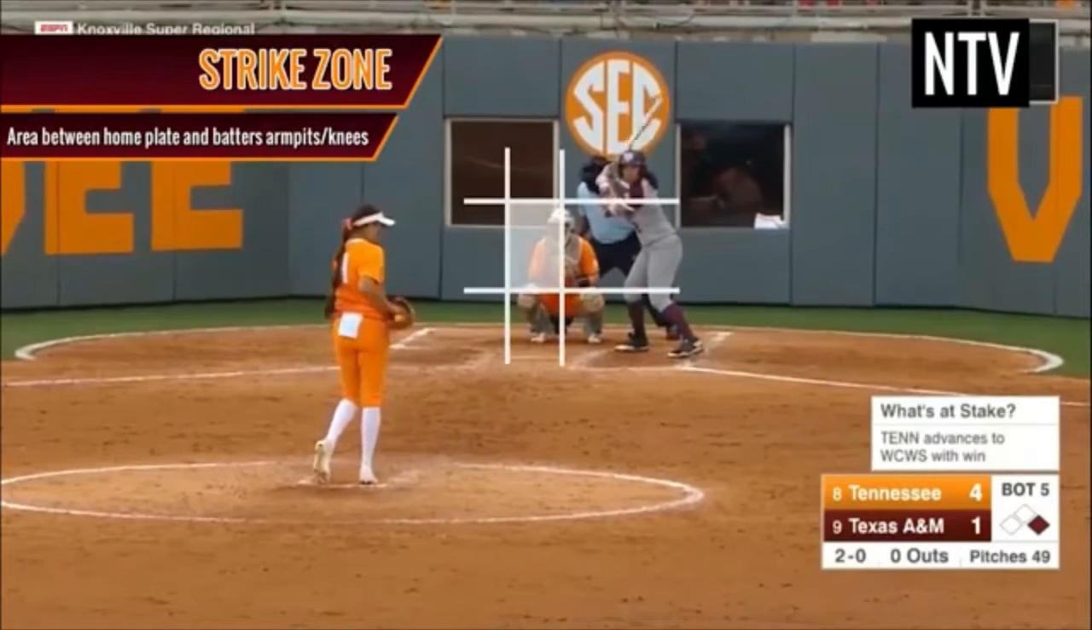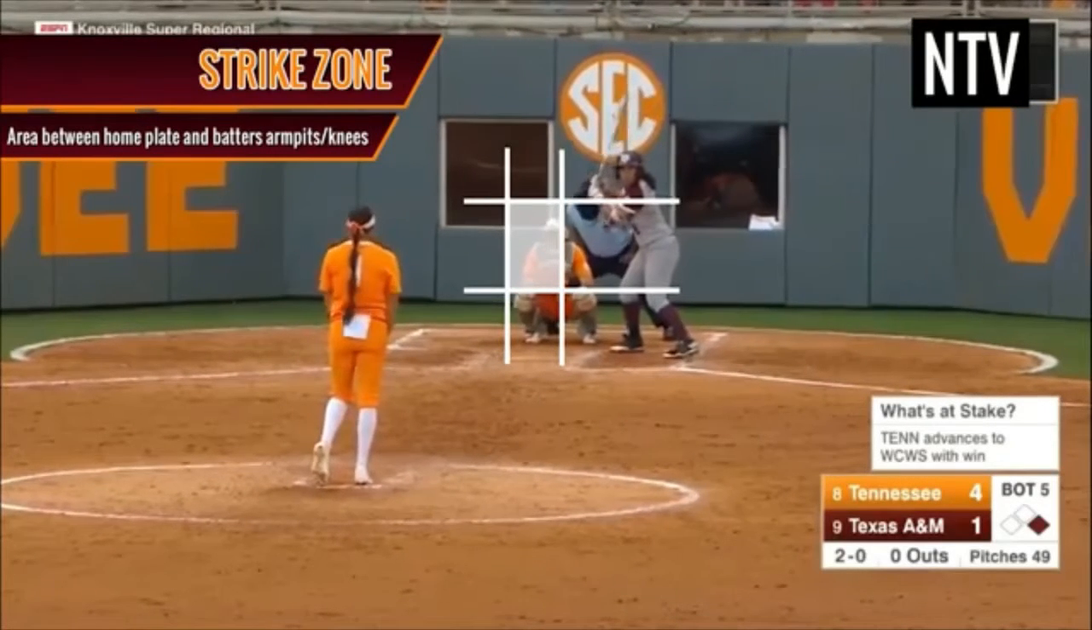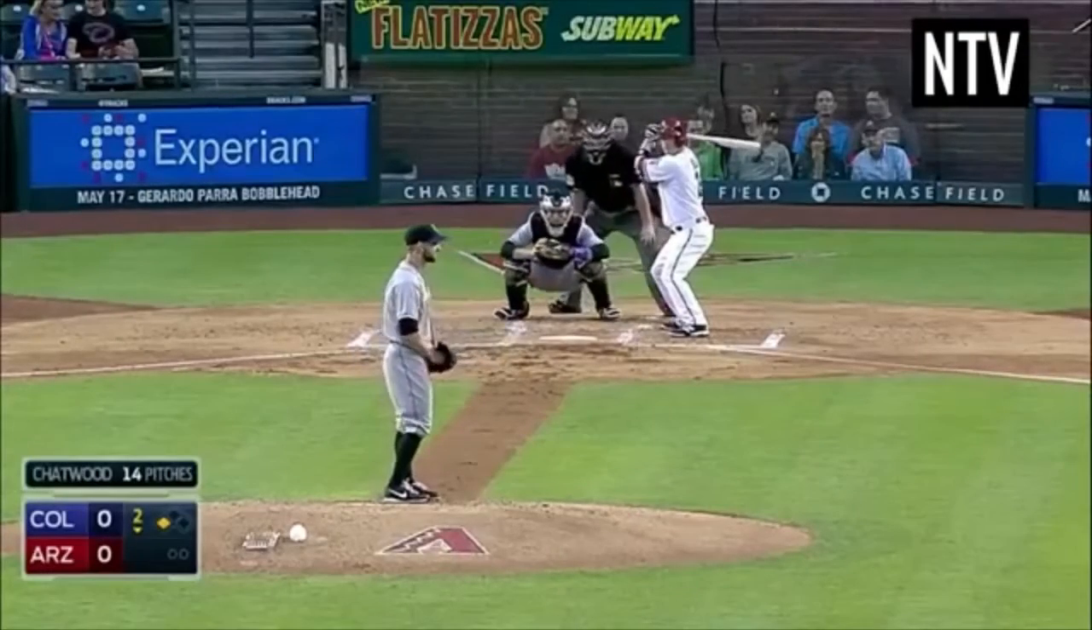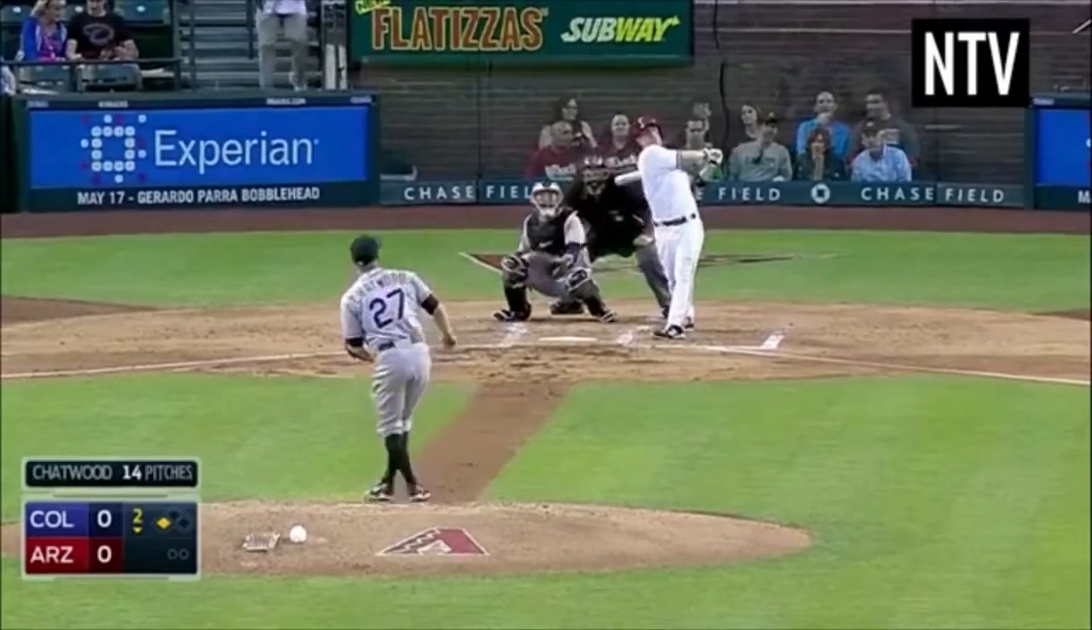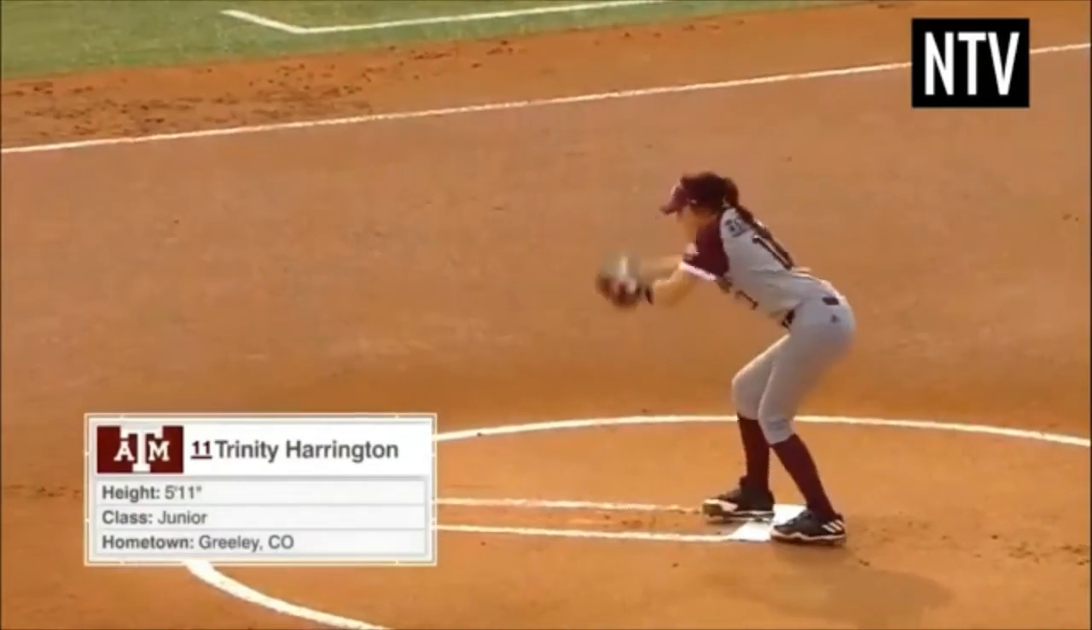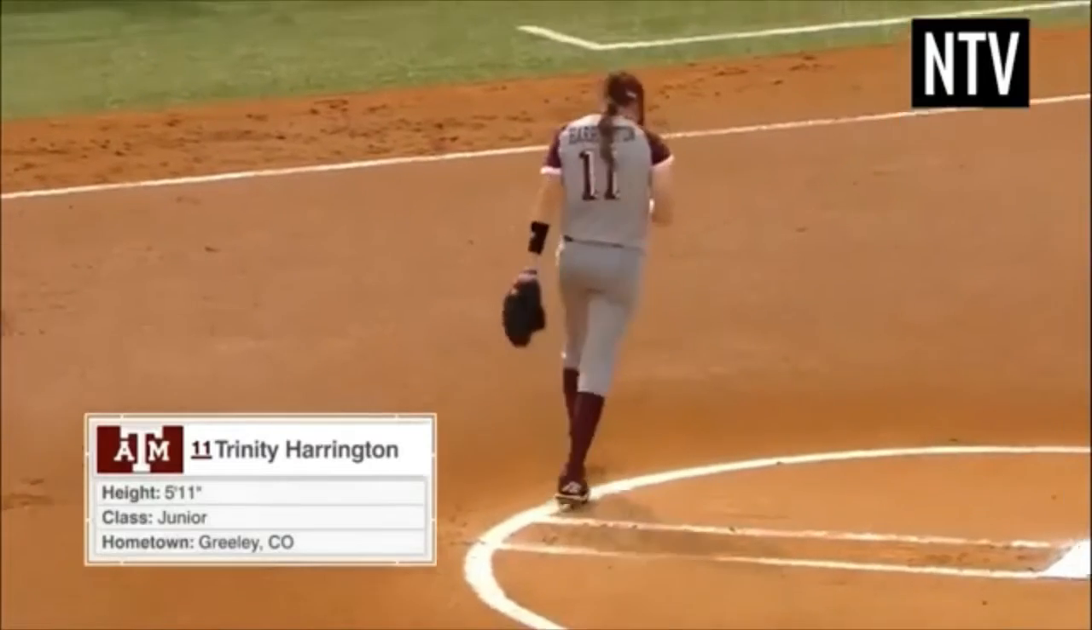This is an imaginary box that's the width of home plate and roughly between the batter's armpits and knees. In baseball, the pitcher stands on a mound and throws the ball overarm. In softball, the pitcher stands on a flat surface and must throw a bigger, softer ball underarm.